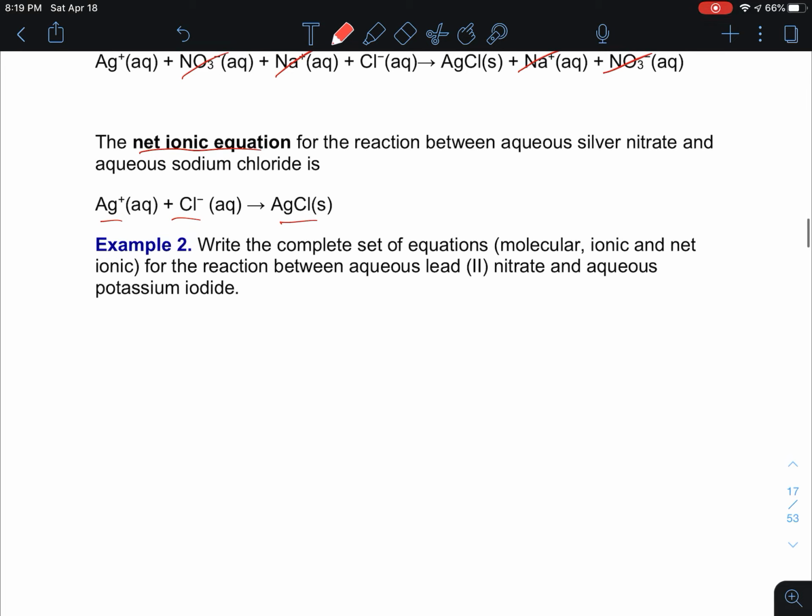So let's write the complete set of equations for the reaction of lead nitrate. This feels like deja vu already, but that's because I just finished writing that previous reaction in the previous lesson. Hopefully you aren't binging all of these.